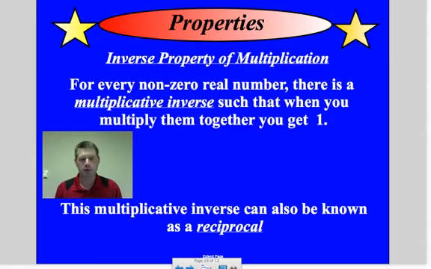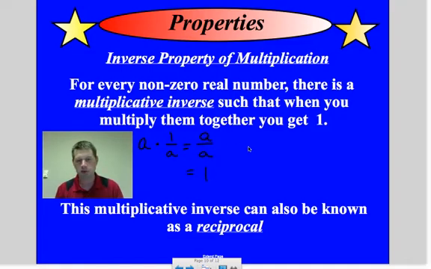A property we're going to look at is the inverse property of multiplication. For every non-zero real number, there is a multiplicative inverse. This is very similar to an additive inverse. You have a multiplicative inverse such that when you multiply them together, you get 1. So when I take A and multiply it by 1 over A, that gives me A over A. And a quantity over the same amount is equivalent to 1.